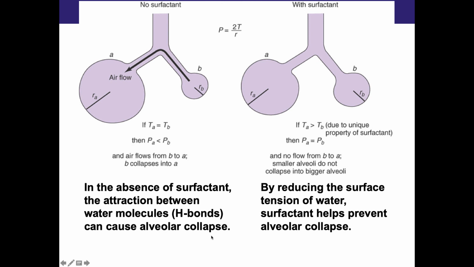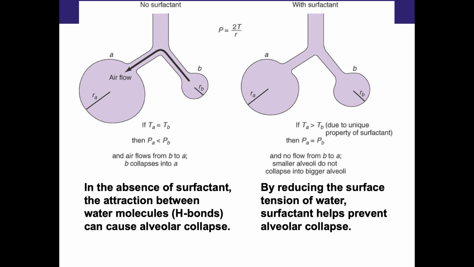Now, if surfactant is being secreted, then because of its unique properties, it's going to lower the surface tension, particularly in the smaller alveoli. So if it lowers the surface tension in the smaller alveoli, then it's going to equalize the pressure and you're going to prevent alveolar collapse. That's the beauty of surfactant. And it all has to do with the law of Laplace.